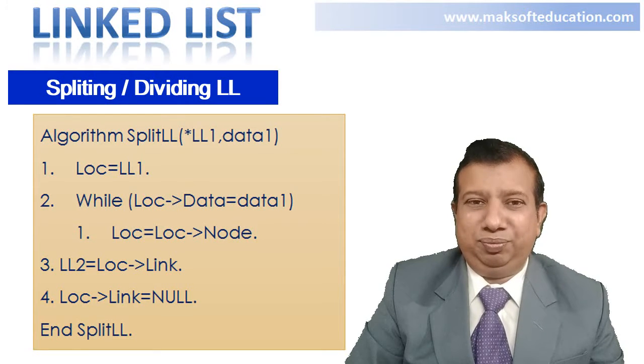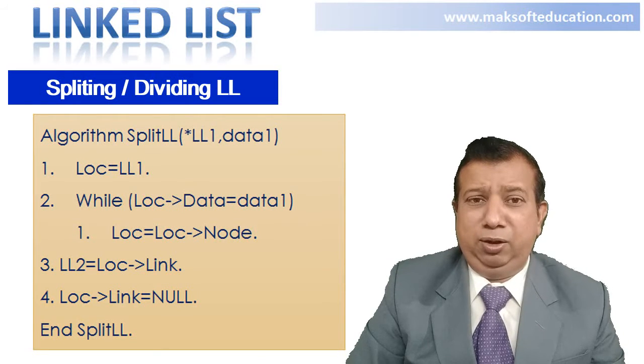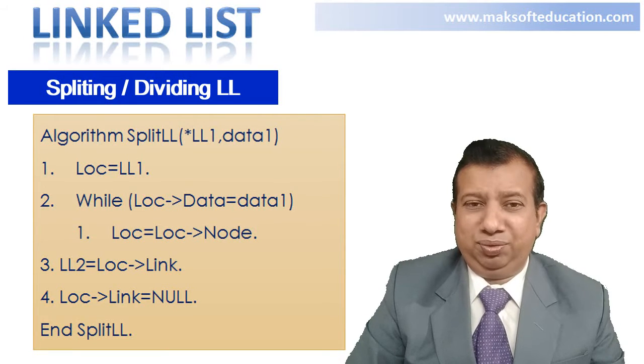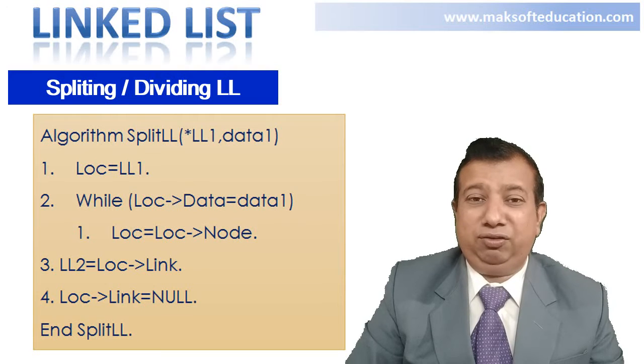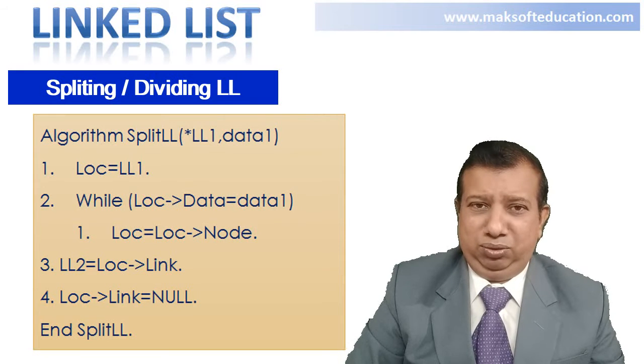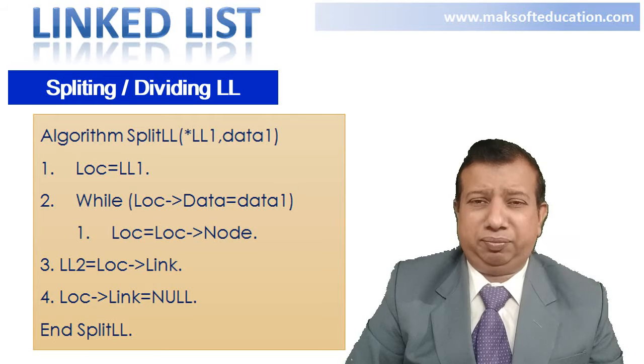And then what to do? Just create another variable LL2 and copy the link of LOC to LL2. So another linked list has been created. And then, to actually terminate the first linked list, just put a null value in the link section of LOC. So LOC's link is equal to null. Here we finished the simple algorithm to split a linked list.